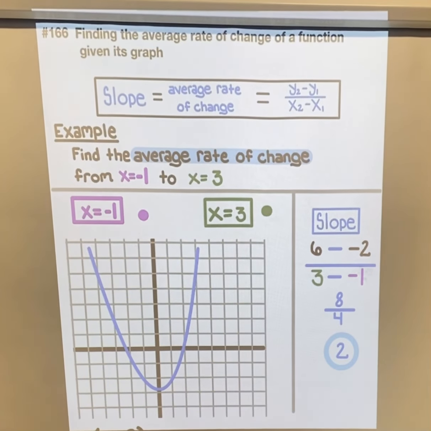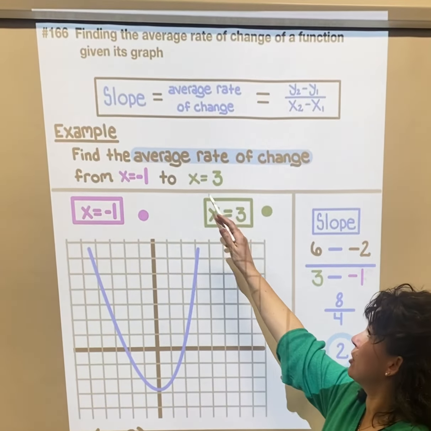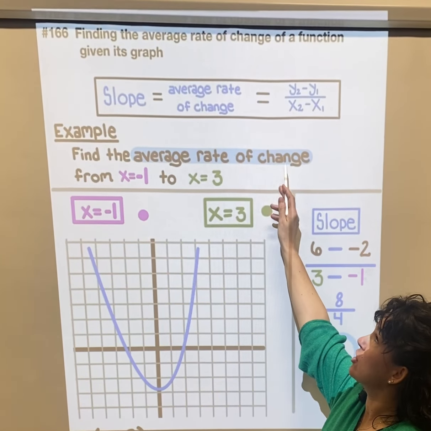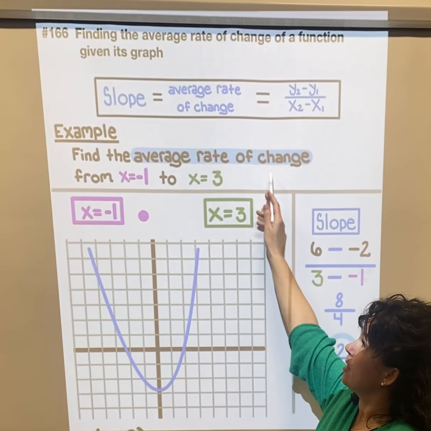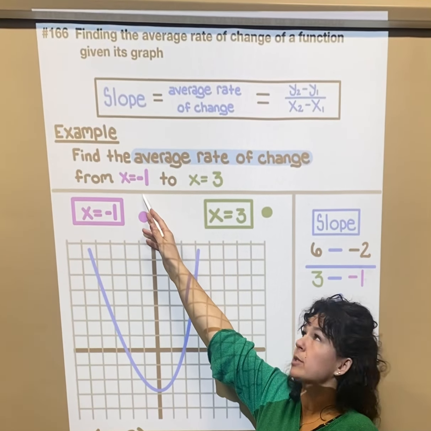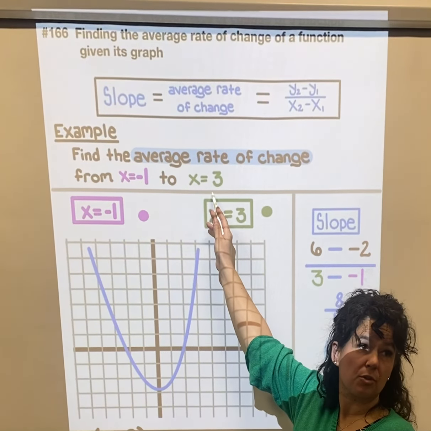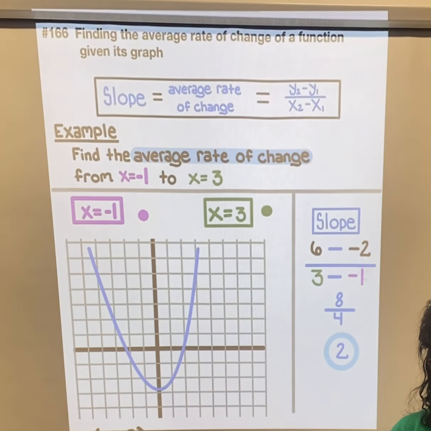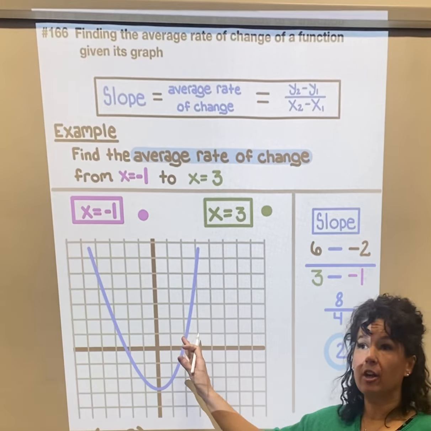The way that this one's written, we're still finding the average rate of change. So we're still finding the slope. And we're finding it from x equals -1 to x equals 3. But this time we're not given an equation, we're given a graph.